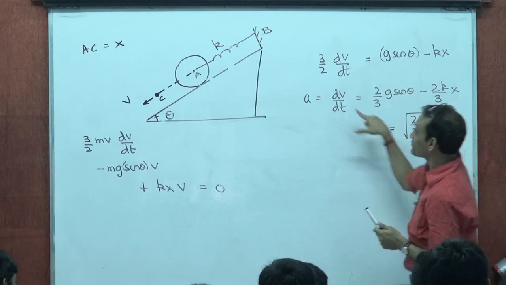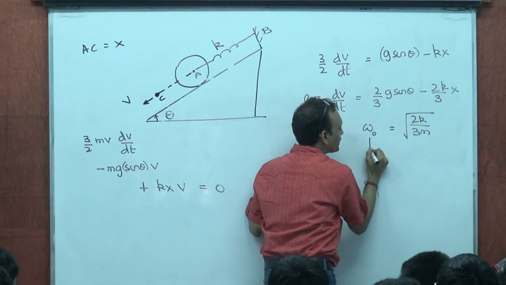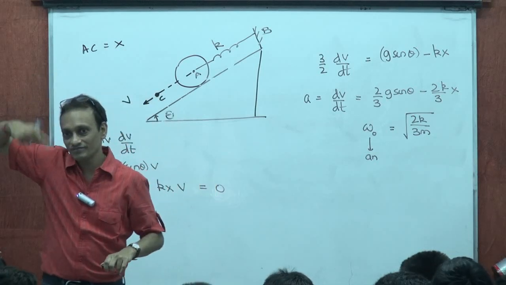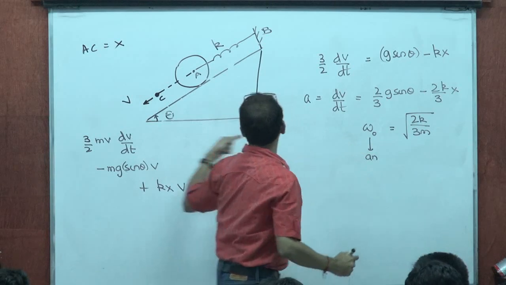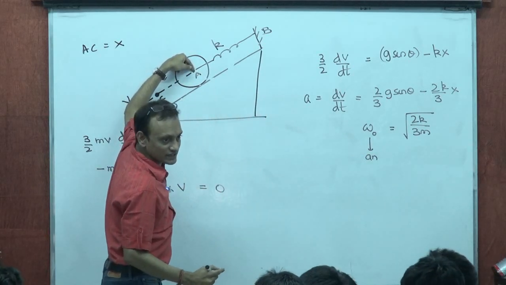This, however, this omega is different from the angular velocity. Let me call it omega naught, angular frequency. It's not the angular velocity of the cylinder. This is the angular frequency of oscillation of the center of mass.